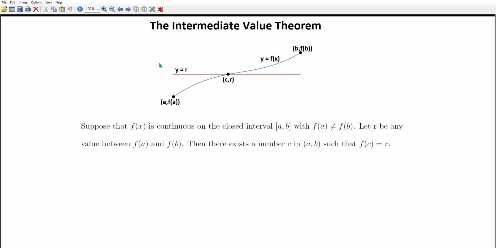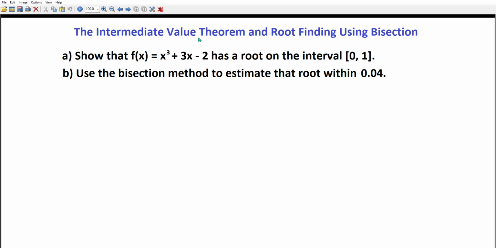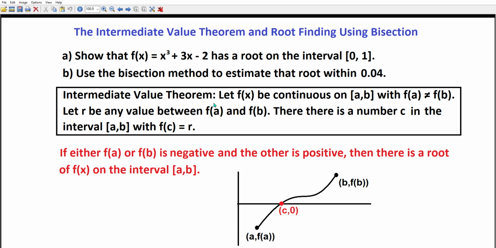Now, this is an incredibly powerful little result, and we'll show you how it can be used to calculate locations of roots numerically. Our task is to show that f of x equals x cubed plus 3x minus 2 has a root on the interval 0, 1, and then to use something called the bisection method to estimate that root within 0.04. We're going to use the intermediate value theorem here, and the version we're going to use assumes that one of the endpoint values is negative and the other one is positive. A value that's intermediate to that is 0.